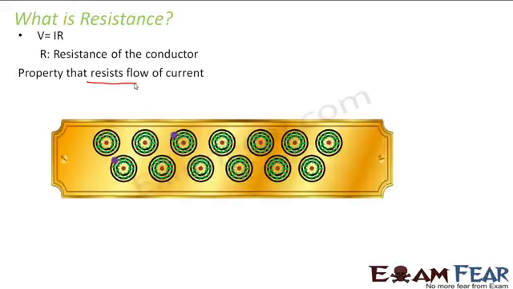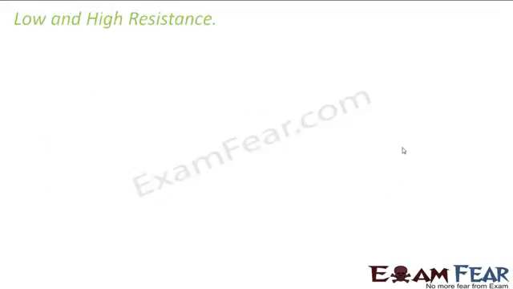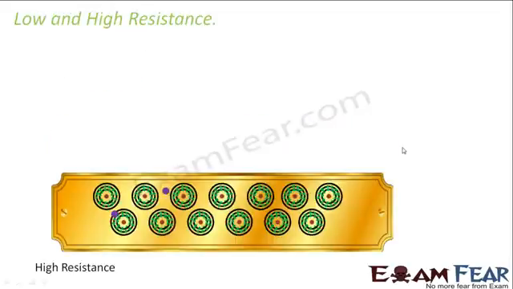Right, let us look at this picture. Here if you see, these are the free electrons which are carrying current. Now since there are so many atoms present inside it, these electrons are facing obstructions several number of times. So therefore in this case, this is known as resistance. So look at this picture which will give you an idea of high resistance and low resistance.